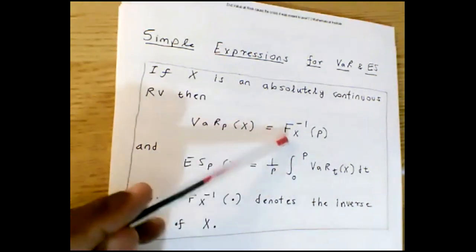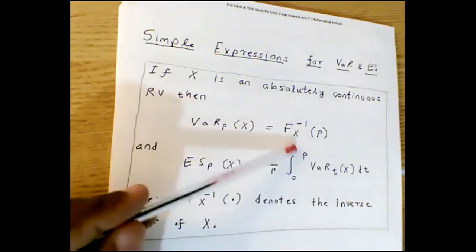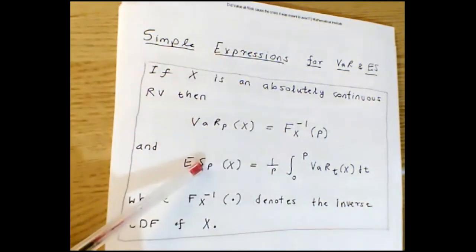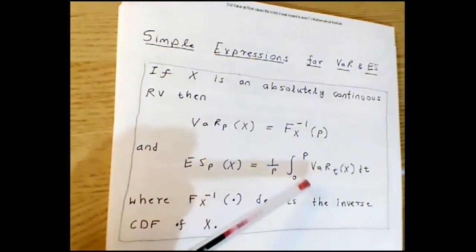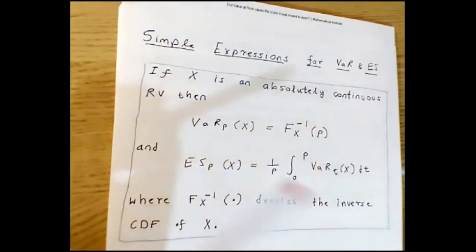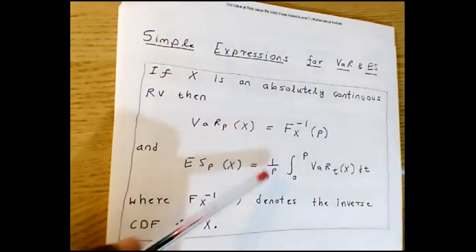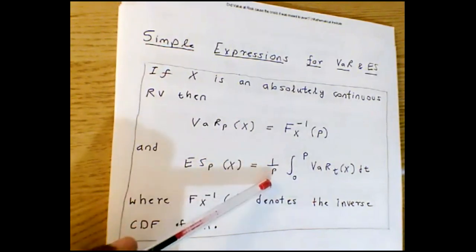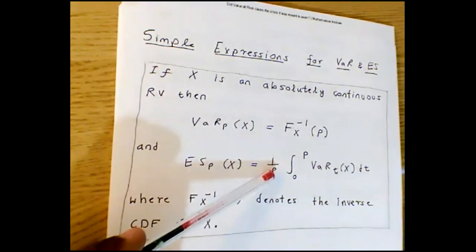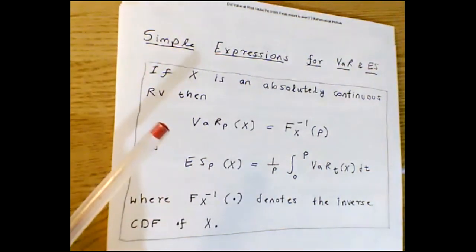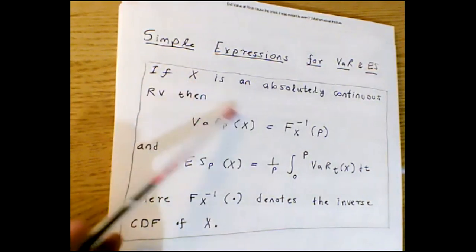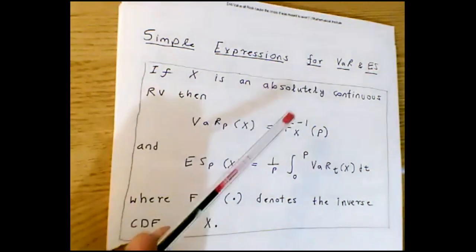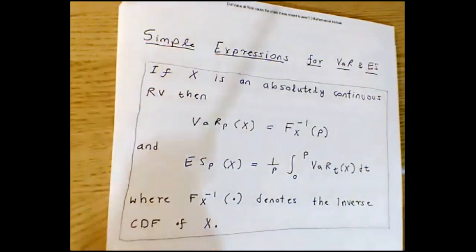So the VaR becomes the inverse of the CDF at p, and the ES becomes 1 over p times the integral of VaR from 0 to p, where this is the inverse function of the CDF, right? So these two formulas are much easier to work with than the earlier expressions I gave you. But obviously you have this condition that the loss is an absolutely continuous random variable, right?